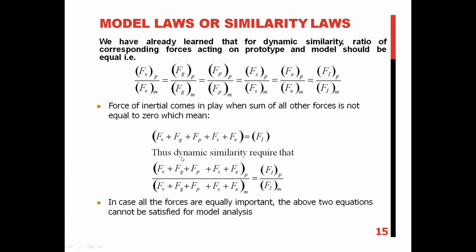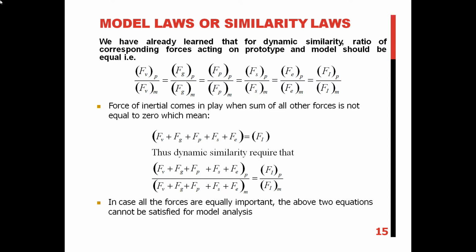here V represents the viscous force, G is the gravity force, P is the pressure force, S is the surface tension force, E is the elastic force, and I is the inertial force. The inertial force comes into play when the sum of all other forces is not equal to 0, which means Fv plus Fg plus Fp plus Fs plus Fe is equal to Fi. Thus the dynamic similarity requires that all the other forces except the inertial force have to be equal. This is the requirement.